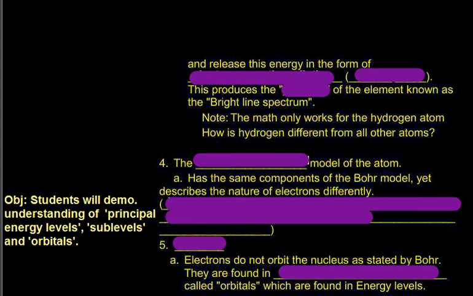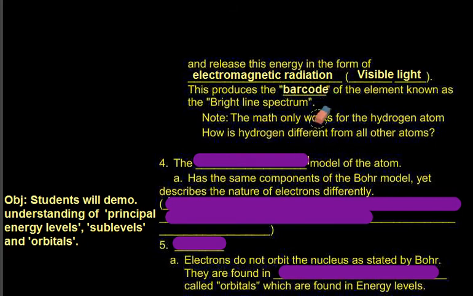Okay. Now, when they release this energy, when they fall down, or when the excited electron returns to its ground state or its low energy, it releases this energy in the form of electromagnetic radiation. Very often it can be visible light. In fact, all visible light comes from an excited electron returning to a lower energy state. This produces the barcode of the element that is known as the bright line spectrum.